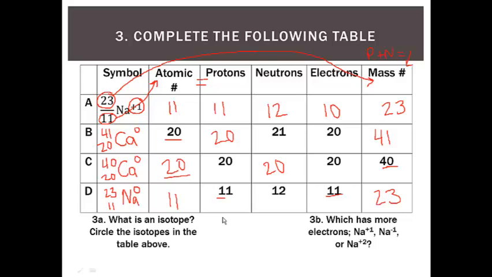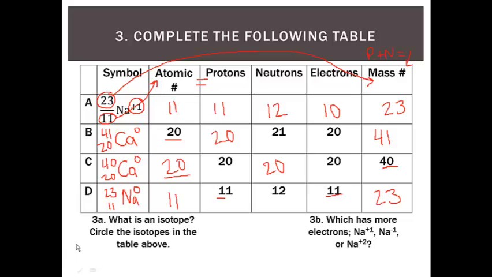Alright, so what is an isotope? An isotope is going to be anything that has the same number of protons. So that's the same thing as saying that they have the same atomic number, but different number of neutrons. So we can expect different mass numbers.